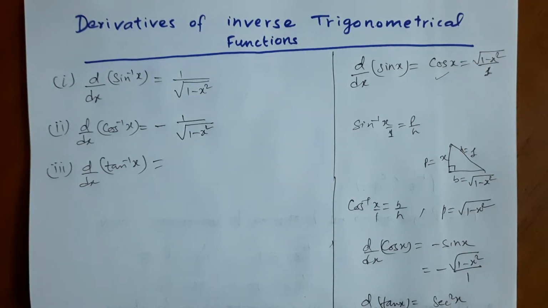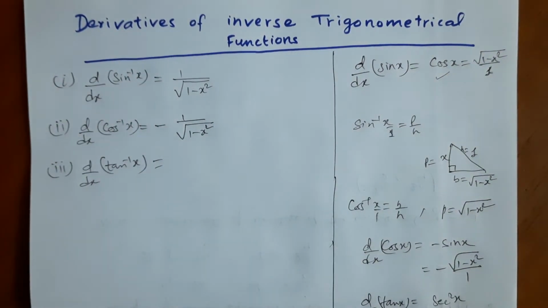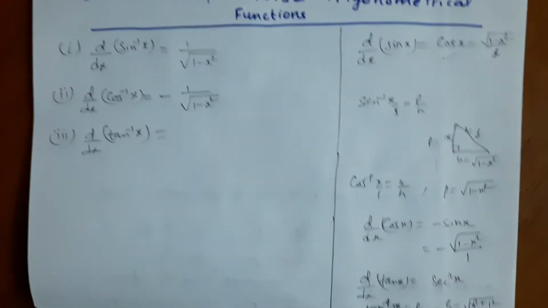Okay, and here in this tan inverse x, you think that this x is p, and then here base is 1, so h will be p square plus b square, that will be x square plus 1 square.